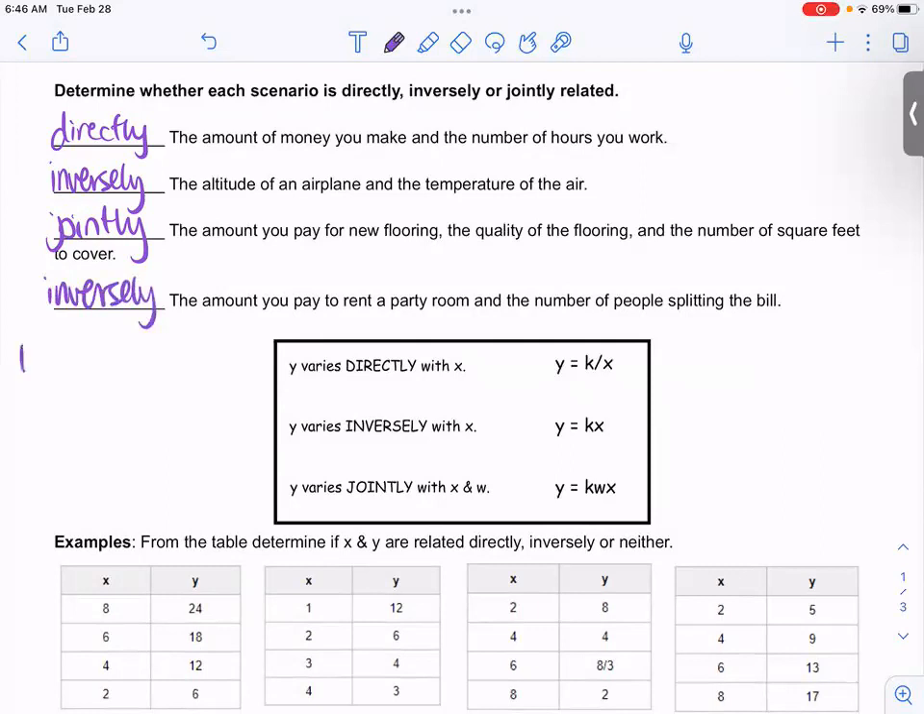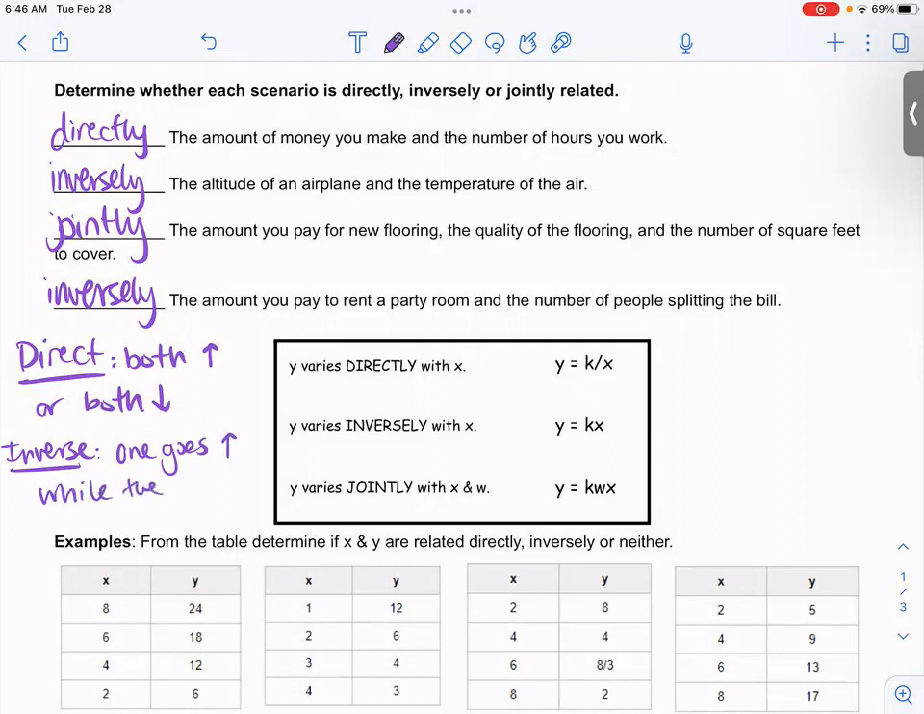So in general, direct variation is when both go up or both go down. Inverse means that one goes up while the other goes down. So basically, they both go the same way or they go in opposite directions. And lastly, joint is just your multivariable situation.